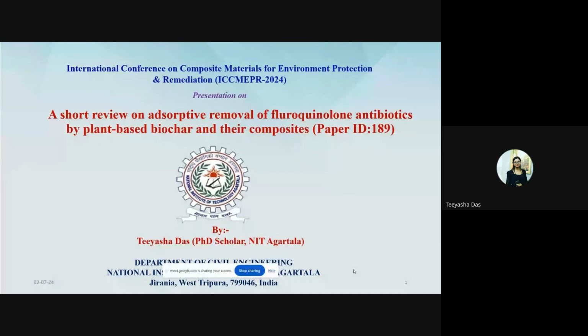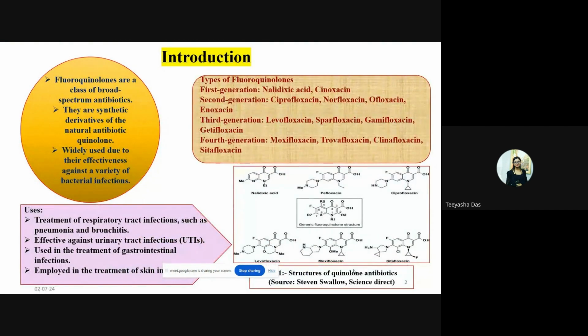So today my presentation is on a short review on adsorptive removal of fluoroquinolone antibiotics by plant-based biochar and their composites. So moving on with the introduction. So what are basically fluoroquinolones? These are a class of broad spectrum antibiotics, which are synthetic derivatives of the natural antibiotic quinolone and are widely used due to their effectiveness against a wide variety of bacterial infections.